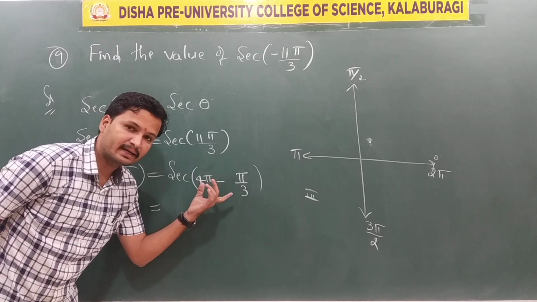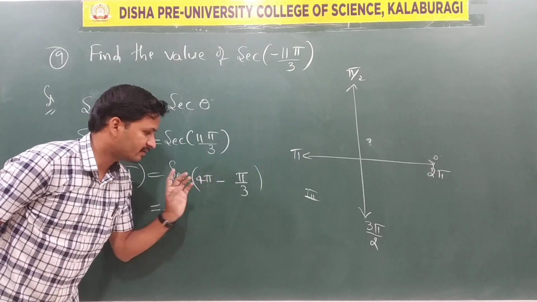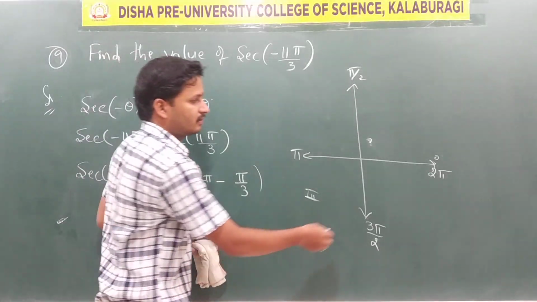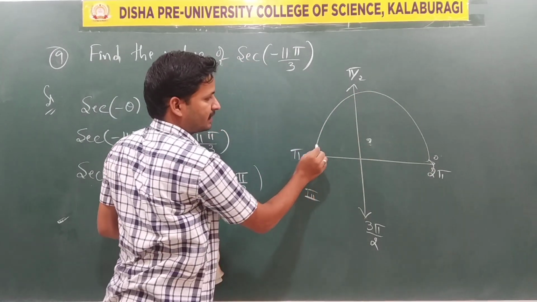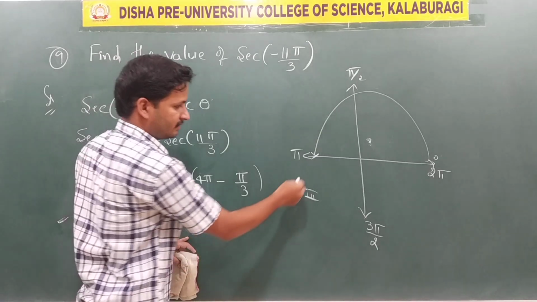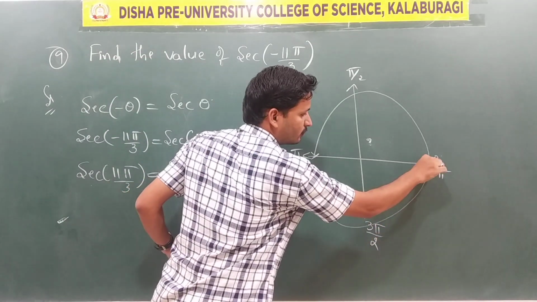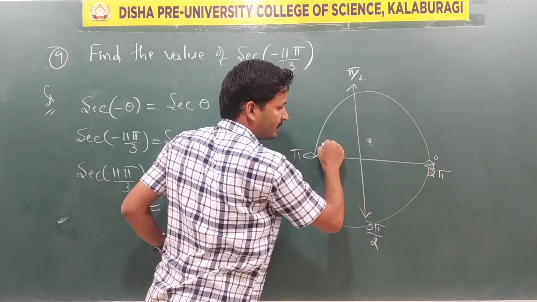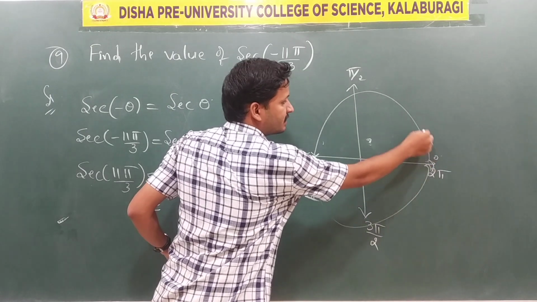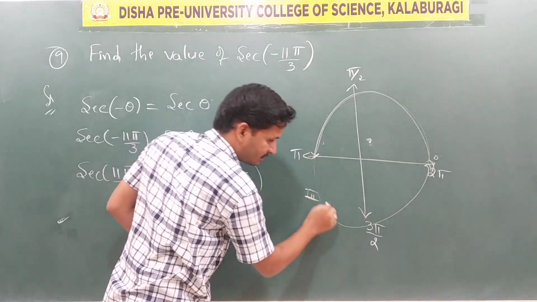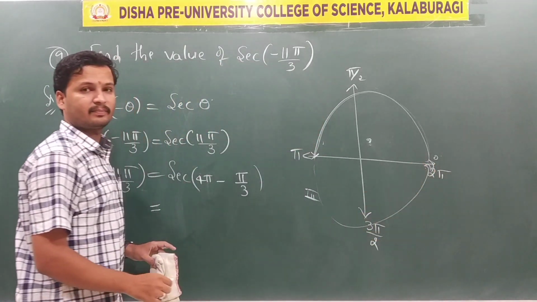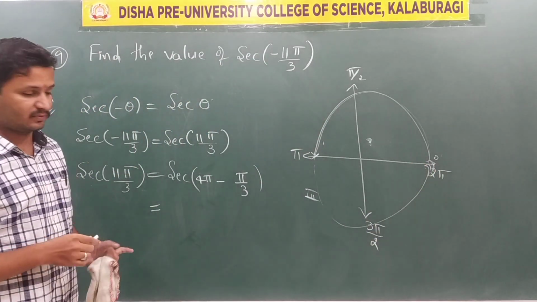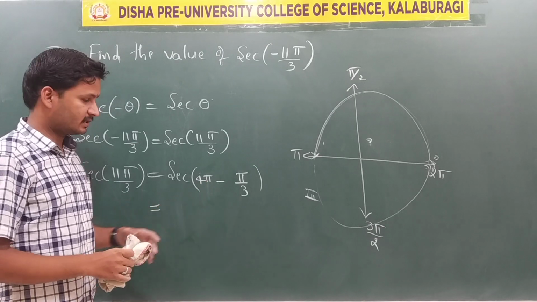Again observe, the allied angle is 4 times pi. This is 1 pi, correct? This is 1 pi, and then next, this is 2 pi. Next again, this is 3 pi, and then next this one is 4 pi. That means 2 rotations. 4 pi means 2 rotations.